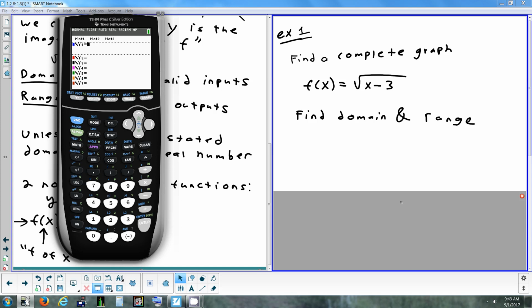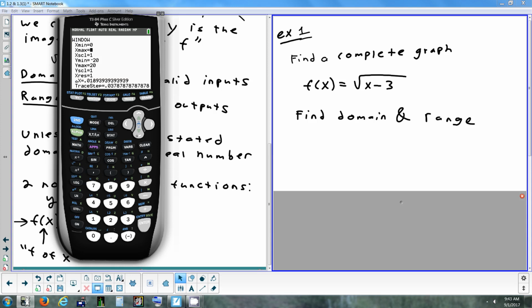Leo? Anything greater than or equal to 3? Yeah, anything greater than or equal to 3. Okay, you can't do 0, you can't do 1, you can't do 2.7, you can't do 2.9, but you can do 3 and up. So I'm going to keep that in mind when I set my window. In my window, I can start my min at 0. I won't see anything there, but that's okay.